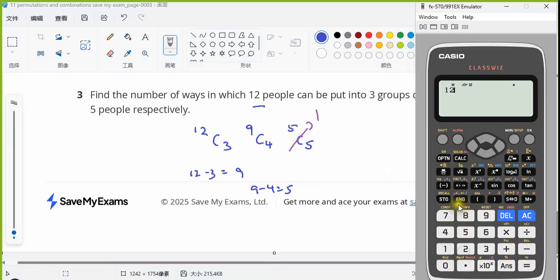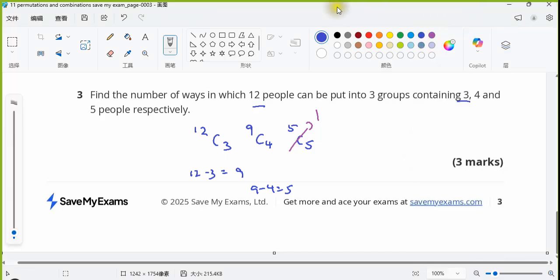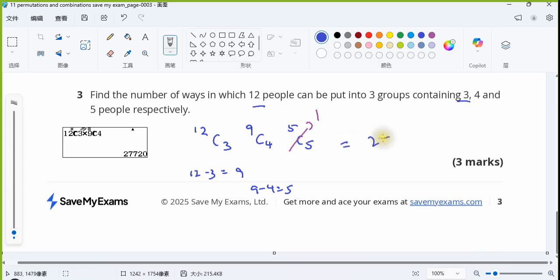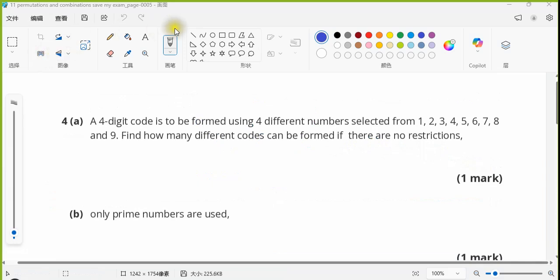So what we do is 12 choose 3 times 9 choose 4. Then it's 27720. Okay, so this will be the answer, 27720.